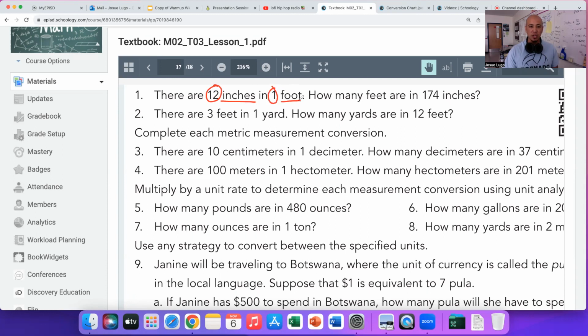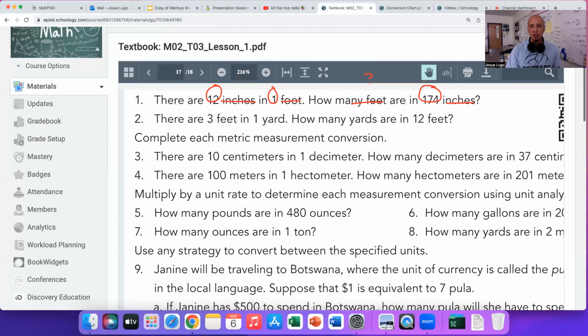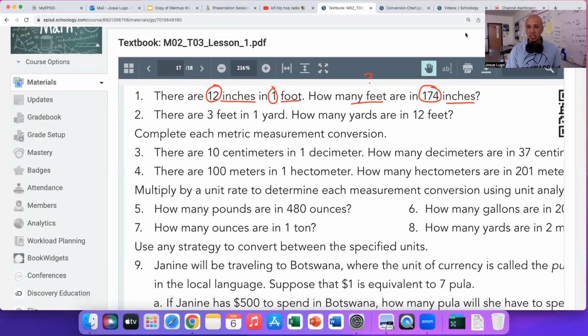1 foot. 12 inches in 1 foot. How many feet, so we don't know how many feet, are there in 174 inches? Looking at this problem, ladies and gentlemen, let us identify what are the two units that we are dealing with. So as I see this problem, I can see that we are dealing with inches and feet.